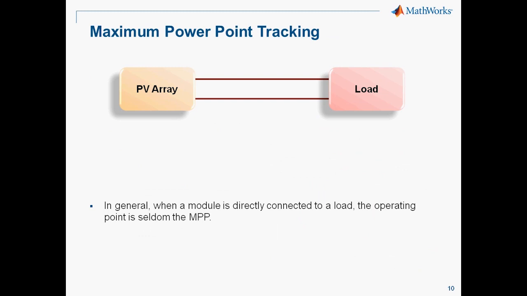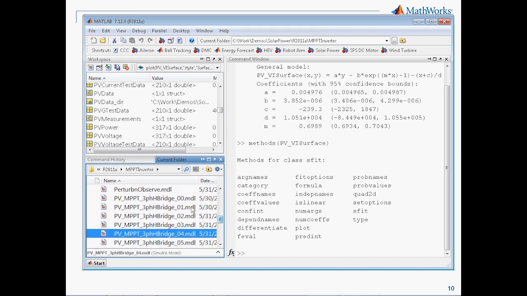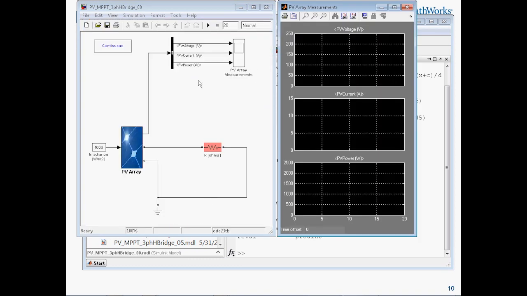So before I get into maximum power point tracking, let me go back to MATLAB here. And what I am going to do is open my first model here. I have a PV array, which is receiving an irradiance of 1,000, and it's just connected straight to a resistor.